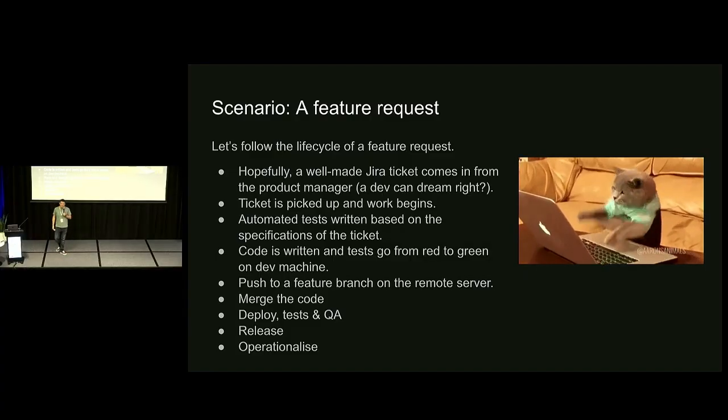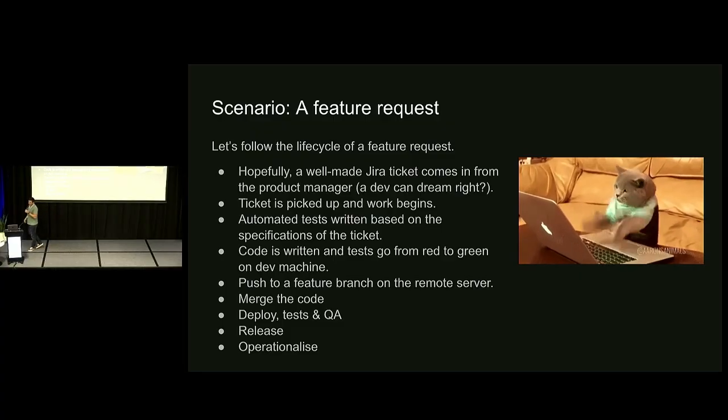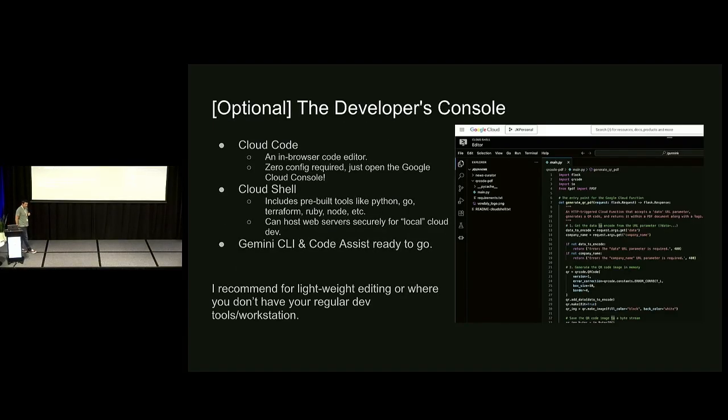If we're doing TDD, you'll start off by writing all your tests first, which no one does. But we pick up the work, the tests are written, and then based on the specifications, we write our code, and then after it's completed, the tests that we've got go from red to green on our dev machine. We then push those changes out to a feature branch, and then automated checks will run. We might do a code review from an AI tool or a human reviewer, or both, preferably. And then we will merge the code, deploy it, test it in QA, and then release it, and finally operationalize it. So, phase one, code and collaborate.